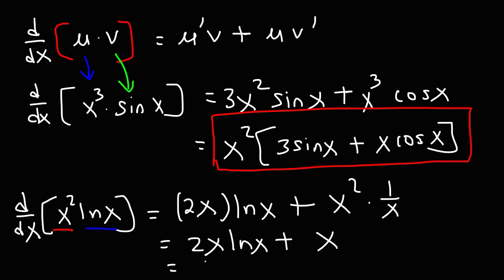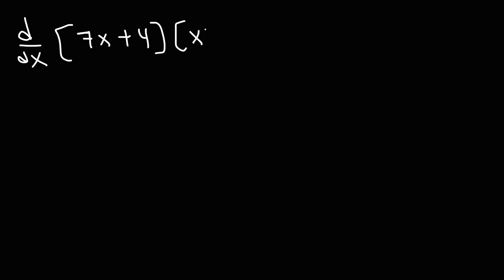Now like before, we can factor out x. If we do so, we're going to get 2 ln x plus 1. So that's the final answer, if we wish to simplify it that far. So now you know how to use the product rule when finding derivatives. Here's another example. So let's say we have 7x plus 4 times x squared plus 8.